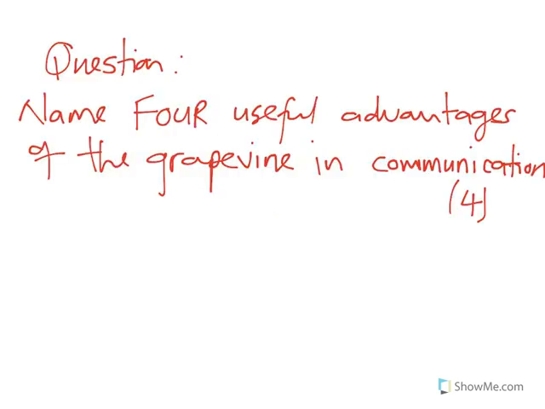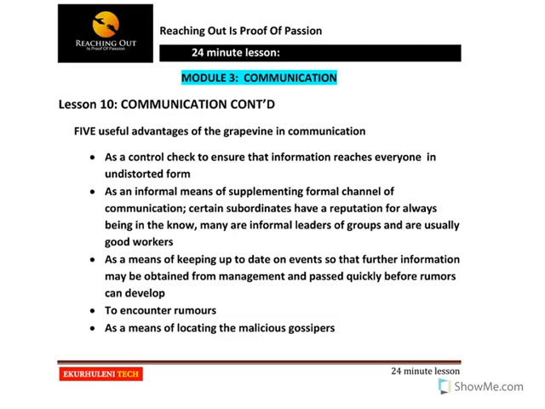Let us look at the next question. It says, name 4 useful advantages of the grapevine in communication. There we see this question again. On the grapevine, I will advise you, this is one of the most important questions that you can score marks on, so always master it. The useful functions of the grapevine in the communication process. And from these, you can again read all of the advantages that we talked about on the grapevine.